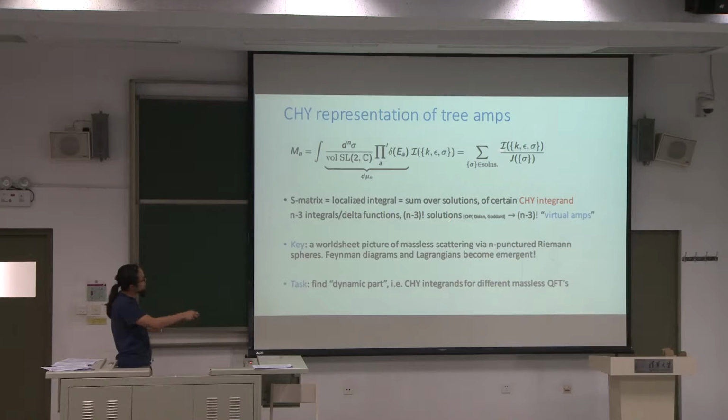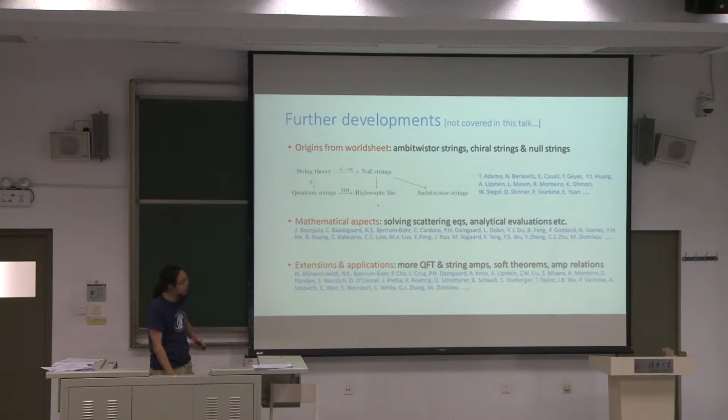And more concretely, it is summing over this (n-3)! object. This n-3 is because when you solve this equation, you find (n-3)! solutions. And you're writing your amplitude as (n-3)! building blocks that we call virtual amplitudes here. Okay, so the remaining task will be, given some quantum field theory, we want to find this integrand, or this virtual amplitude, such that when we evaluate them on the solutions and take the sum, we get a final answer. Okay, so these are some developments I won't have time to go through.